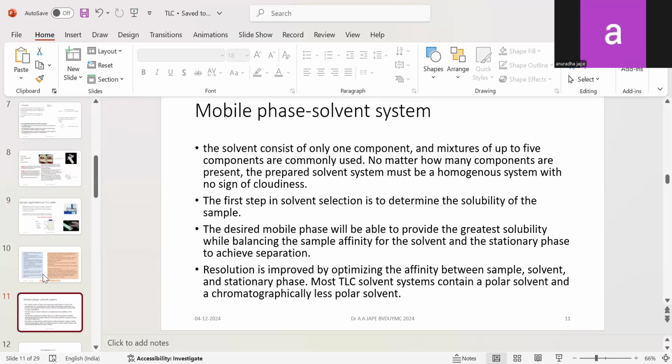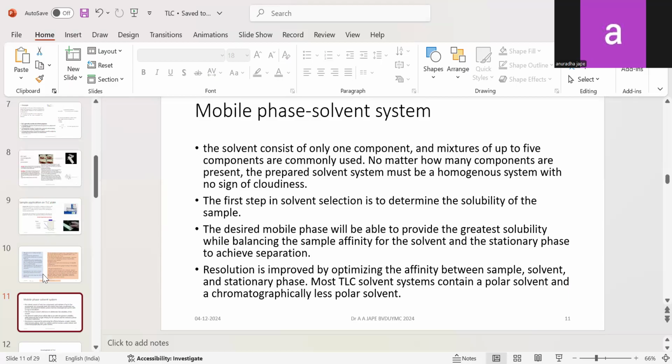Of course, it is not necessary to have 5 or 6 specific number, but you have to look for the polarity of the analyte and the solvent that you are choosing, and a mixture of these solvents you have to prepare. So, how many components are there? It doesn't matter, but we have to prepare a homogeneous system. And how the homogeneous system would look like, that is, after you mix all the solvents and prepare the solvent system, it should be clean, clear, and there should not be any sign of cloudiness.